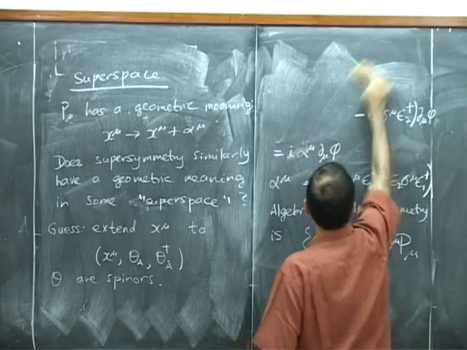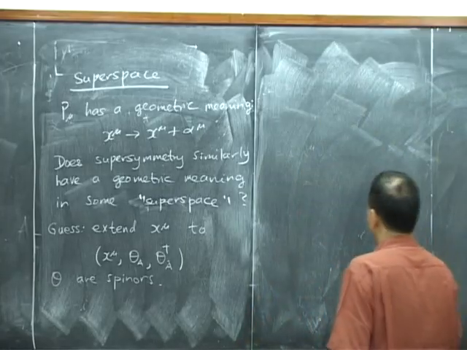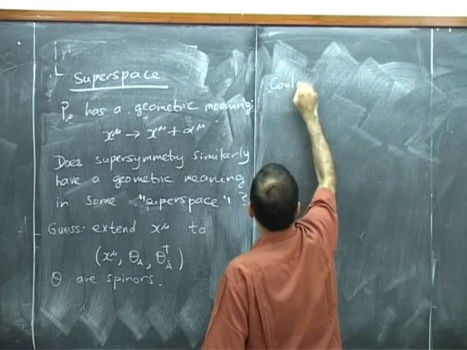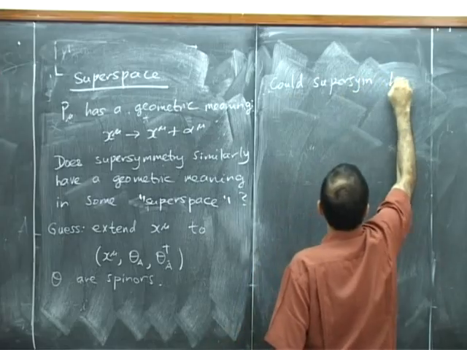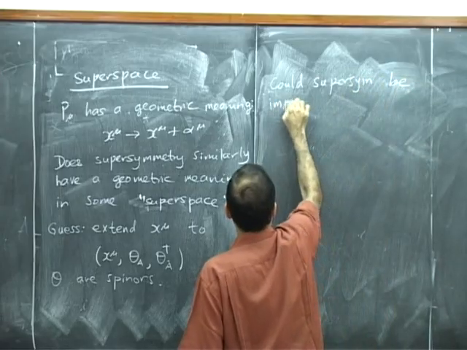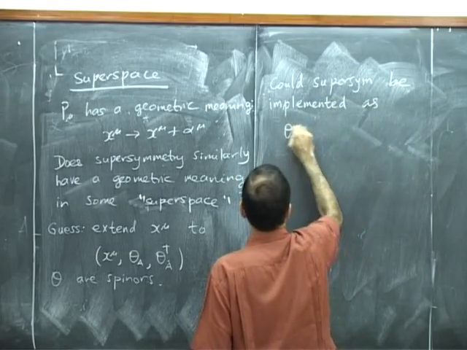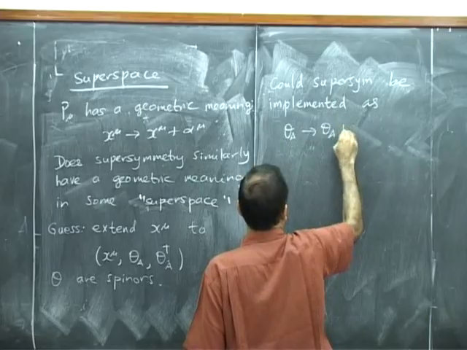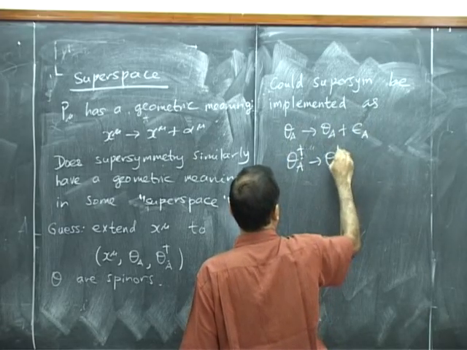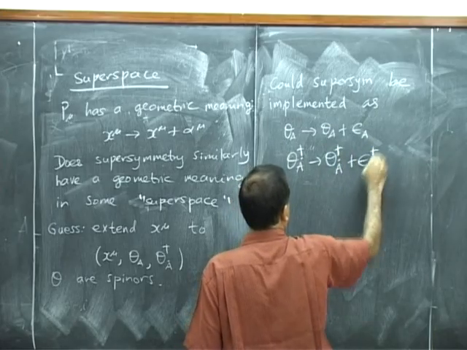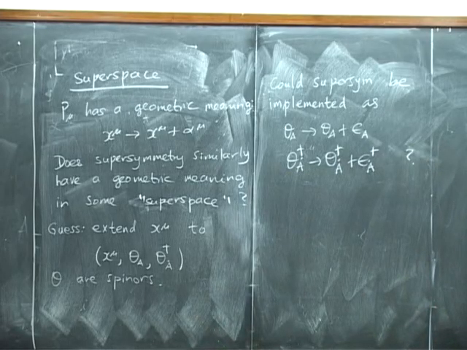In fact, once we are done with that, we might even like to guess that supersymmetry is implemented as theta a goes to theta a plus epsilon a, and theta dagger a dot goes to theta dagger a dot plus epsilon dagger a dot. The natural guess turns out to be wrong.